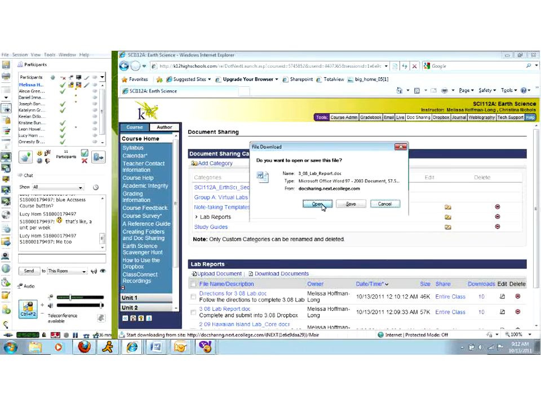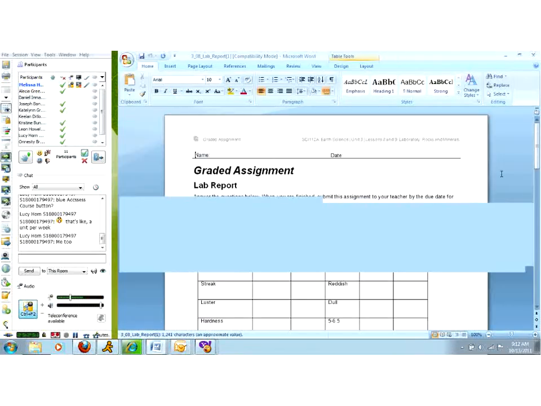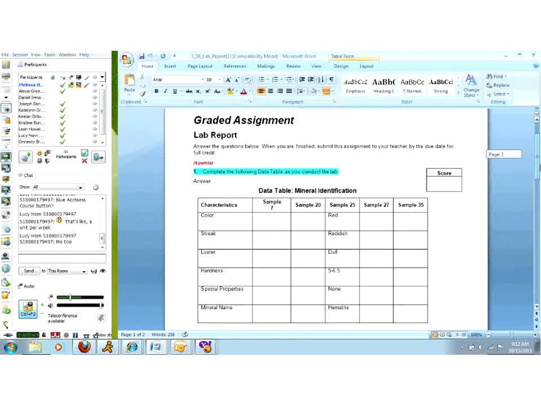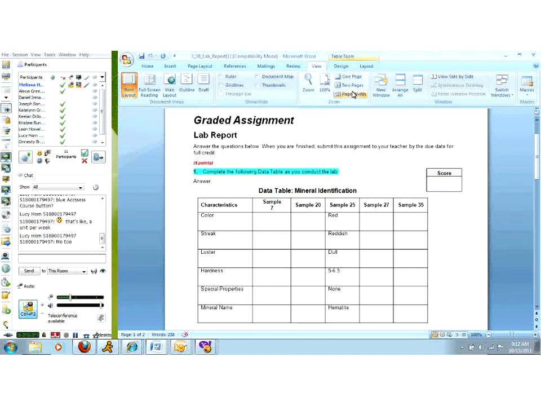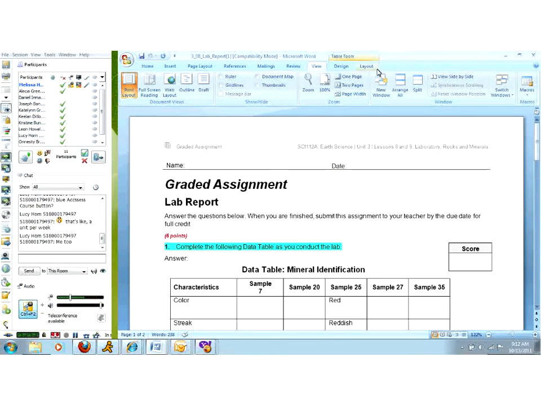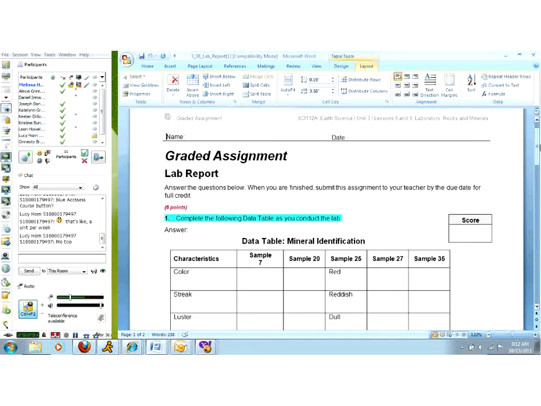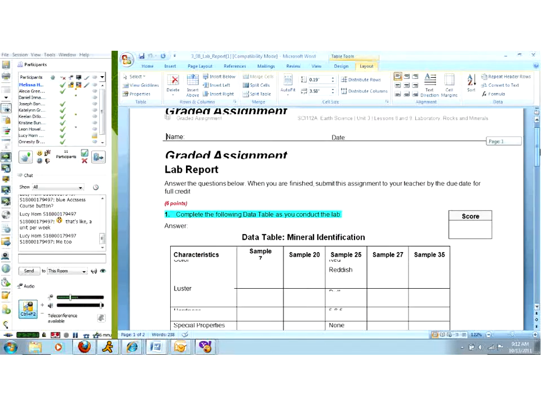Keelan, still waiting on that green check. Danny, I need a green check. You should have your lab report open and we're ready to go. And this is what the lab report looks like. Remember, you can make this larger by zooming on your computer. Okay? Everybody's got the lab report up. We're going to go ahead and get started.